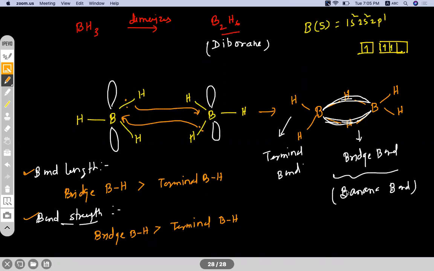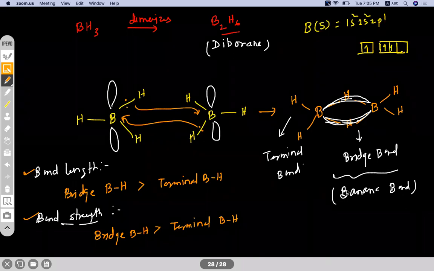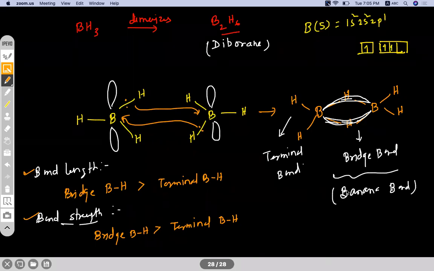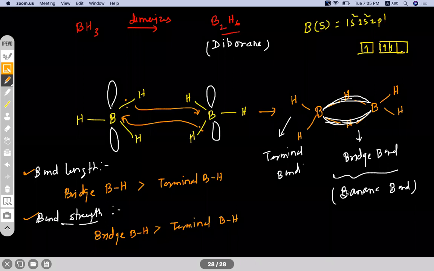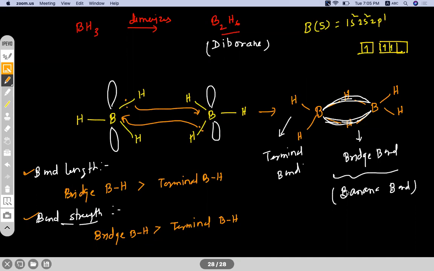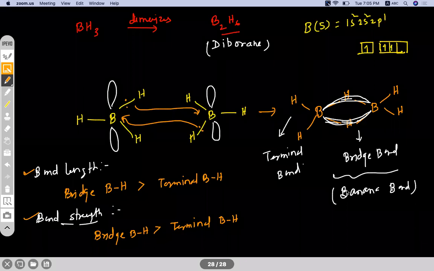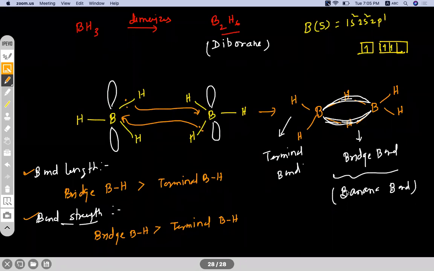No, it's not. We have two electrons only. Where do we have the four electrons? It is three center, two electron. Okay, so these two properties related to bond length and bond strength, you must remember.